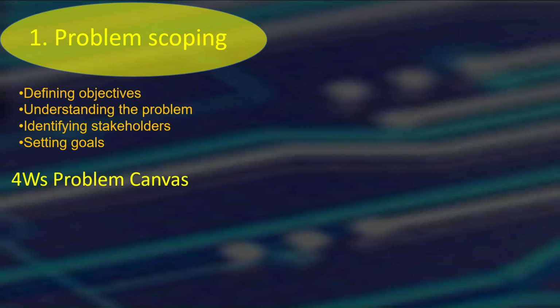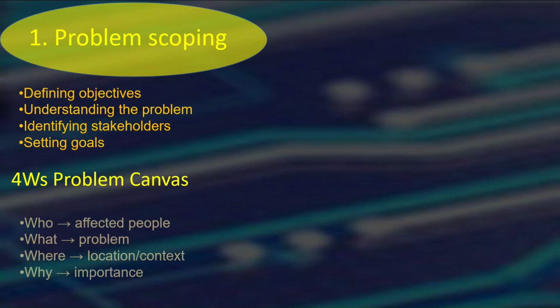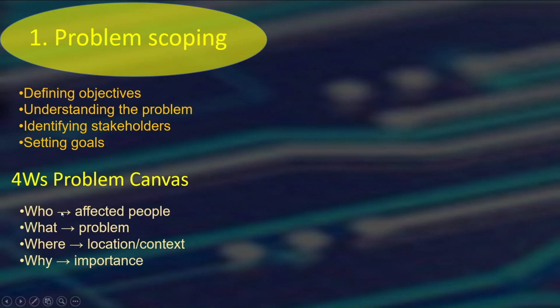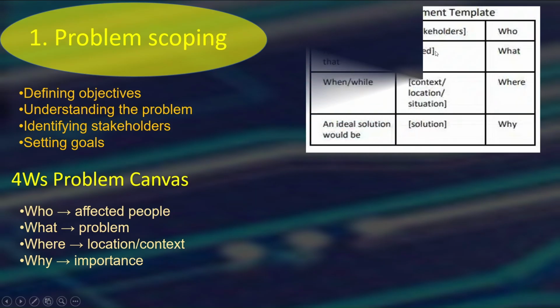Now next, the 4Ws problem canvas. We use the 4Ws canvas in the problem scoping method. See, who is affected: the people, meaning the stakeholders. What is the problem. Where: location and context, meaning where the problem actually occurred, the place. And why: how it benefits the stakeholders. This is the 4Ws canvas.